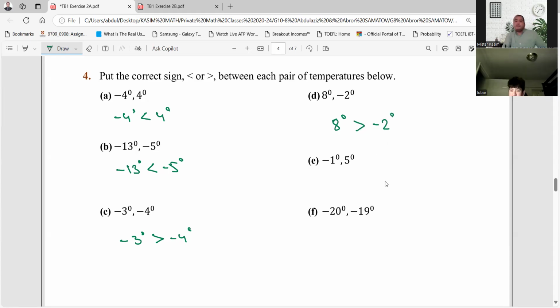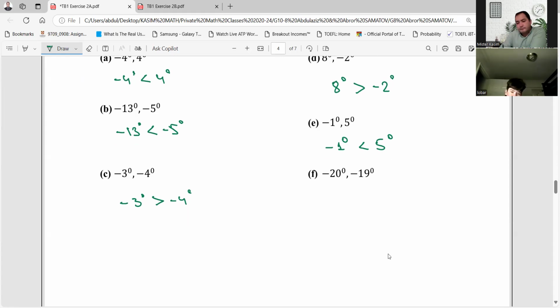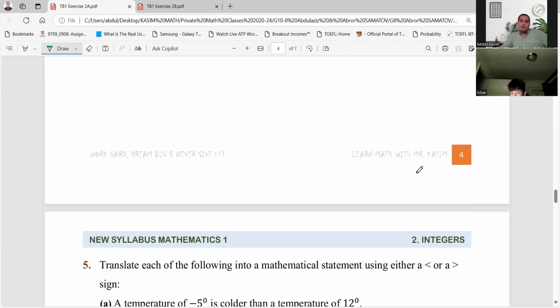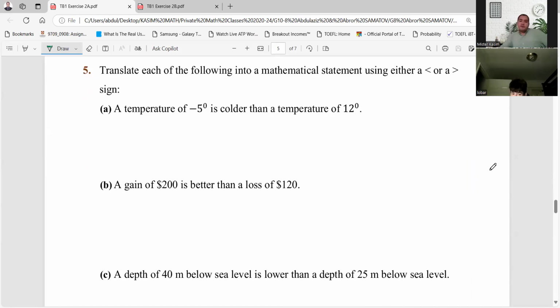Okay, how about E? Negative 1 degree is less than 5 degrees. F: negative 20 degrees is less than negative 19 degrees, right? Okay, all right.